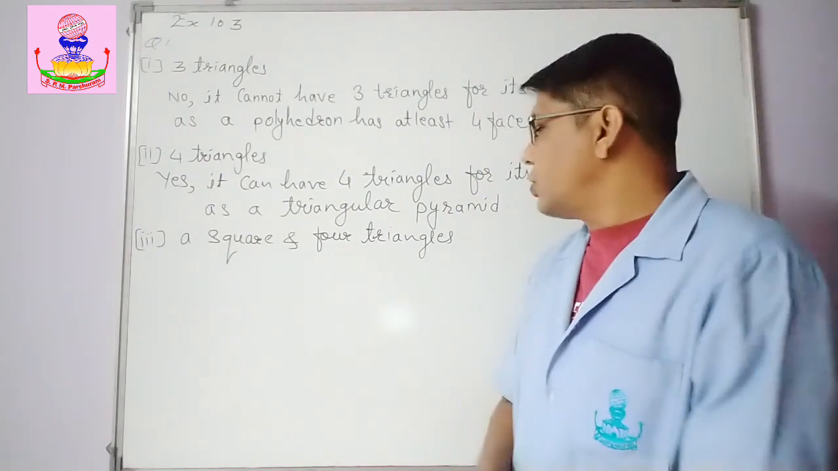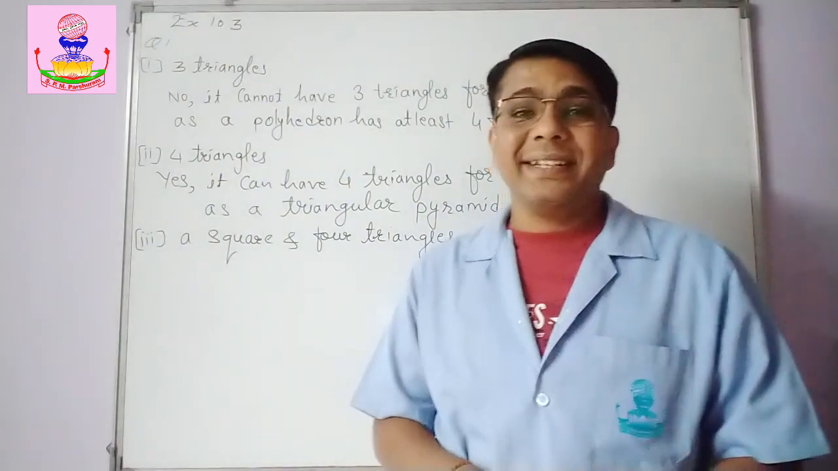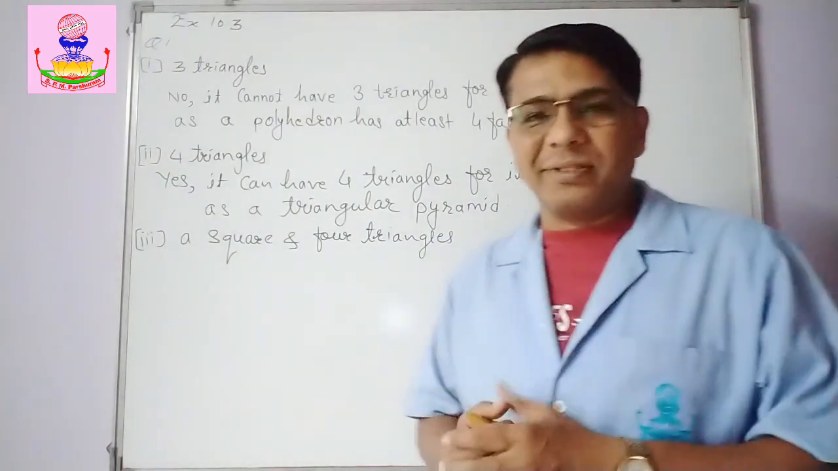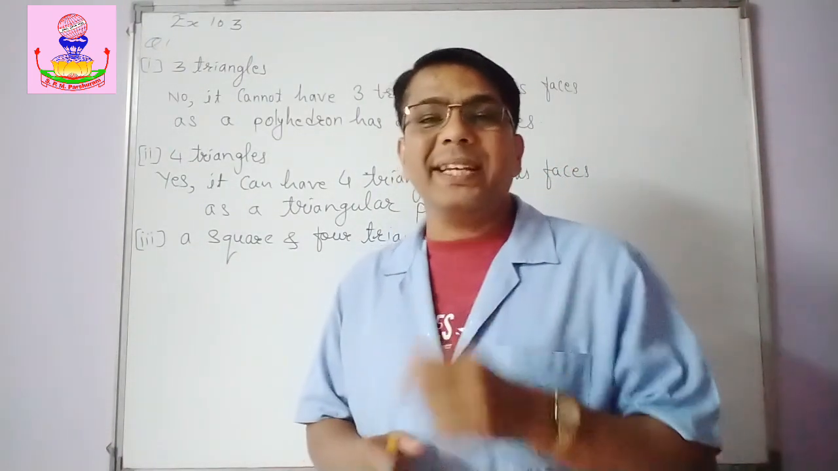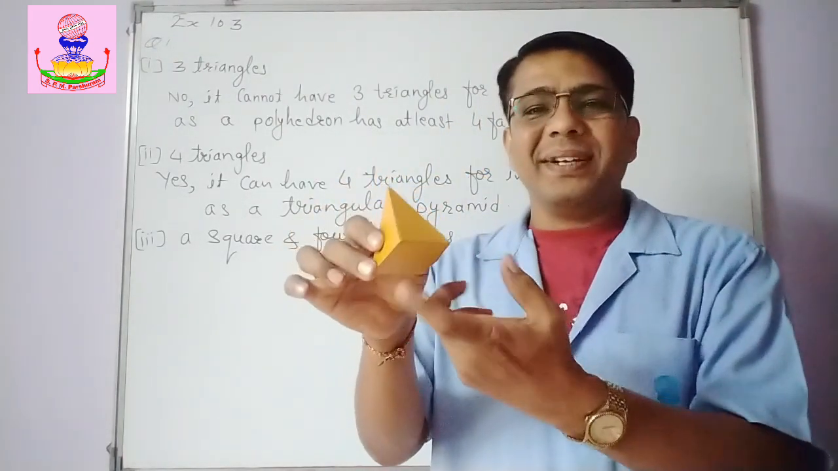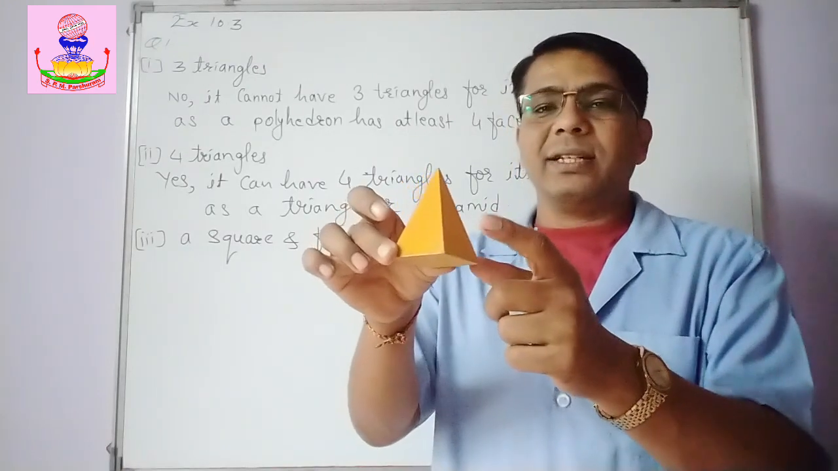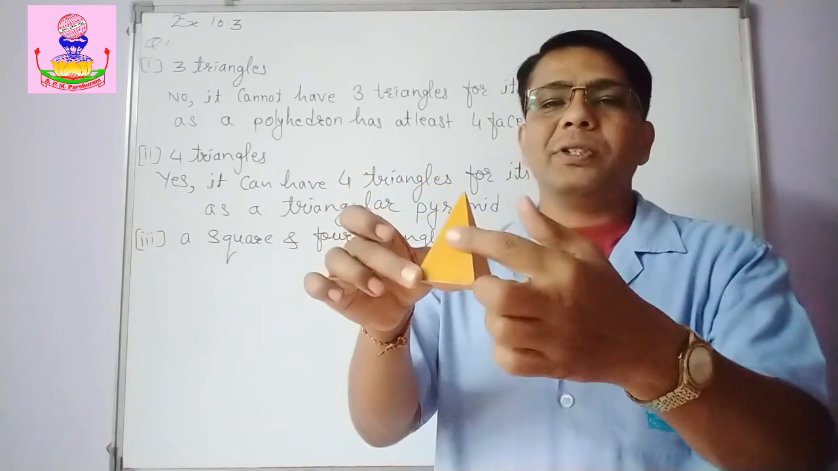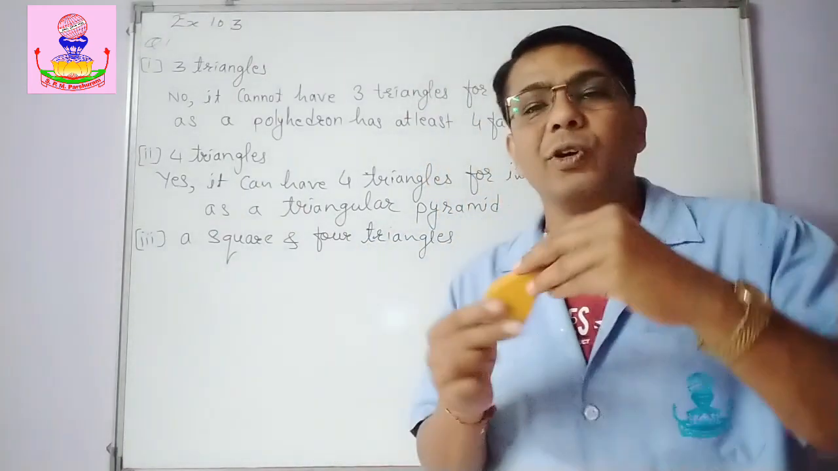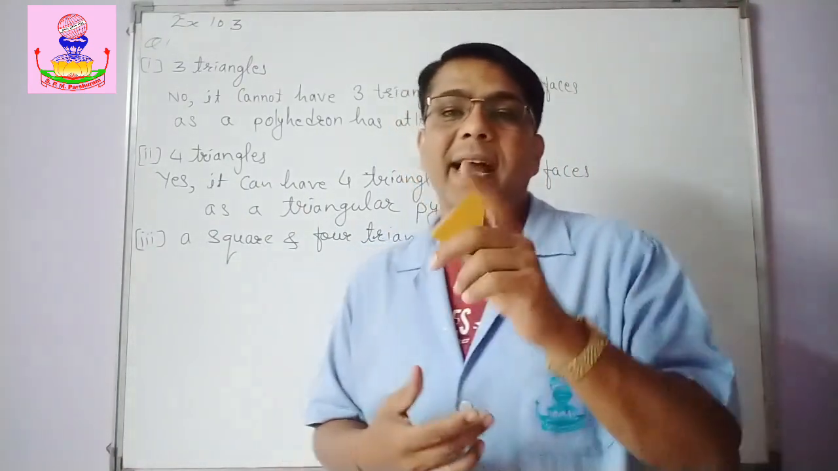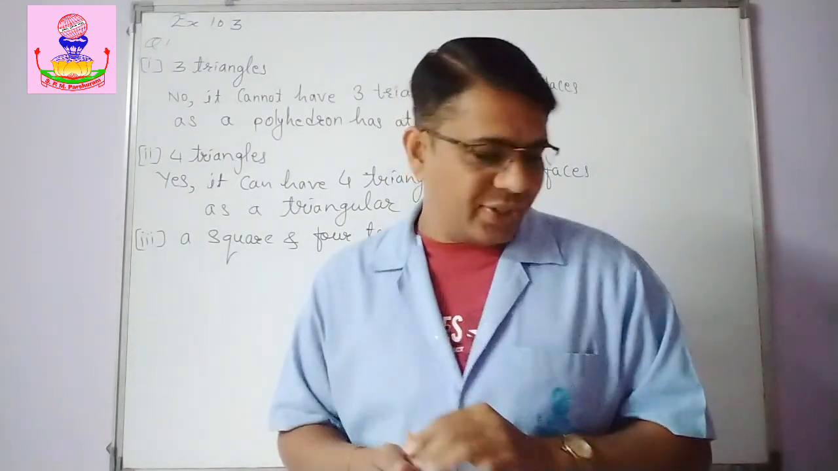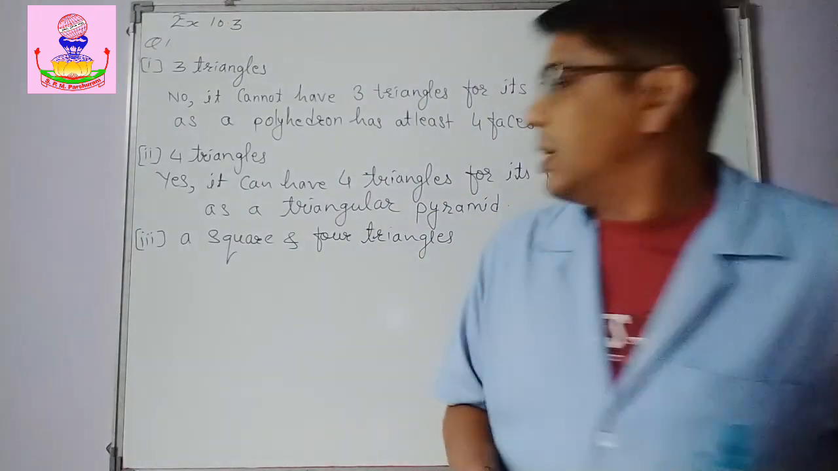Now the third one, a square and 4 triangles. Yes, it can have a square and 4 triangles for its faces. A square based pyramid, I have it here. This is the square, it is the base of that, and 4 triangles: 1, 2, 3, 4. So it can have a square and 4 triangles for its faces as a square pyramid, or pyramid with a square base. Okay, so let us write down the answer.